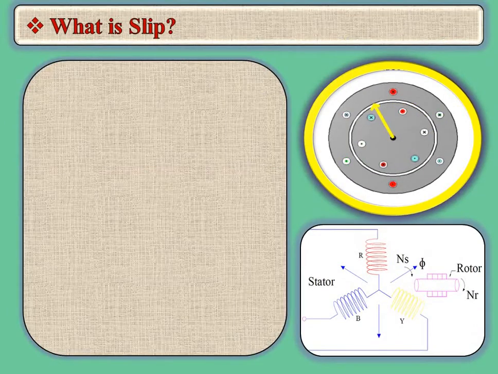Now next is what is slip. Here we can see the demonstration of an induction motor in which the rotor rotates inside the motor. Also we can see the speed of the stator magnetic field, which is indicated by ns, where ns is the synchronous speed, and the speed of the rotor is indicated by nr. Let's see in detail.